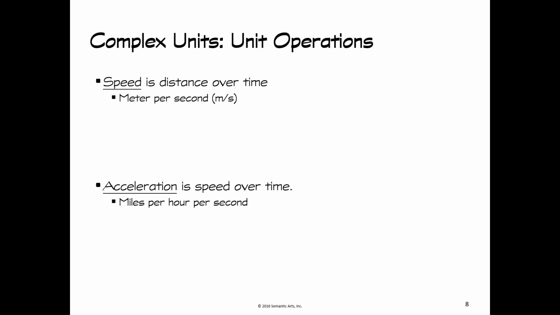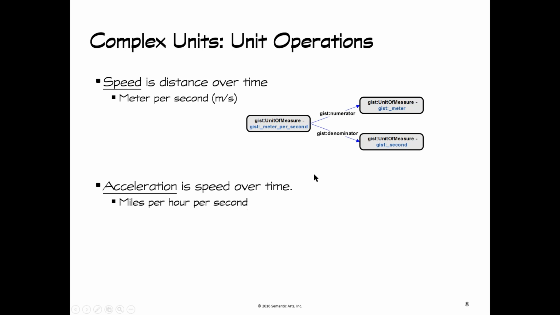Now what's speed? Speed does it the other way. We're not multiplying two units together, but we're dividing. So speed is meter per second, so that's how we represent that. So we have a numerator. Instead of multiplier and multiplicand, we have a numerator and a denominator. So meter per second is a meter as the numerator and a second as the denominator.